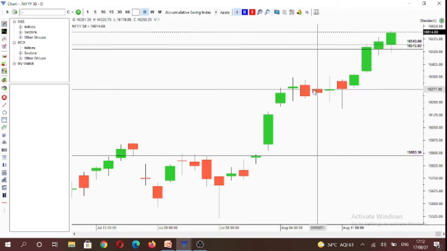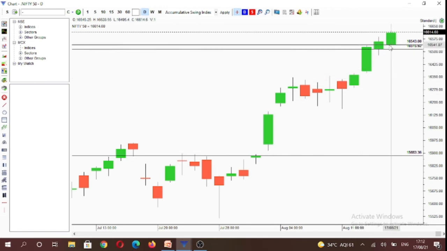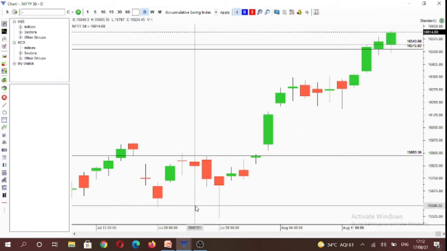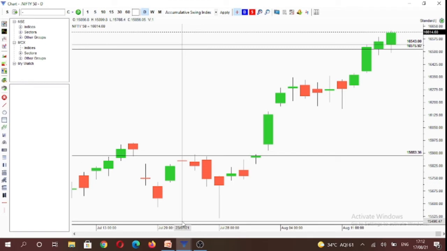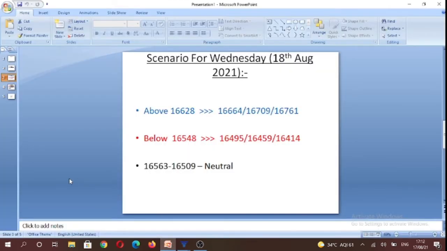And based on the price structure, you will see that we have been trending higher, making higher highs, higher lows. But since tomorrow is an expiry, we have to be prepared for multiple scenarios. So above 16,628, we can potentially trade towards 16,664 levels, 16,709 level, and potentially 16,761 levels. And below 16,548 level, we can trade towards 16,495 levels, 16,459 levels, and potentially 16,414 levels.